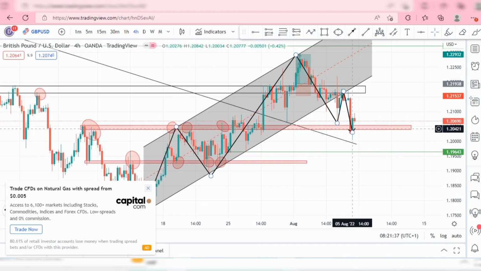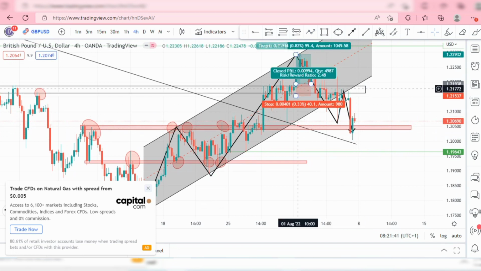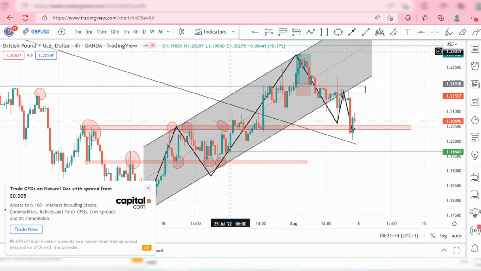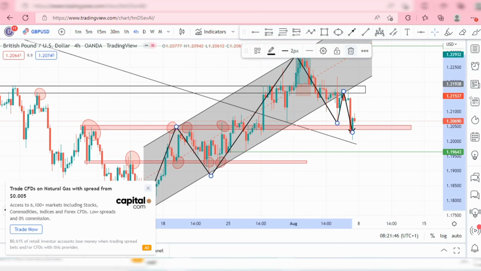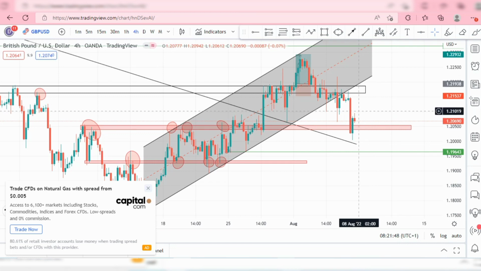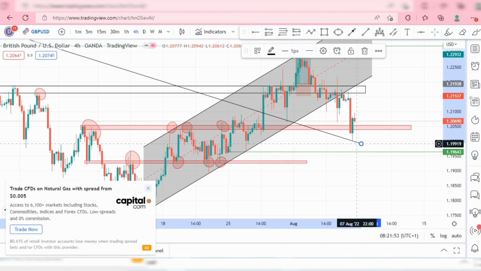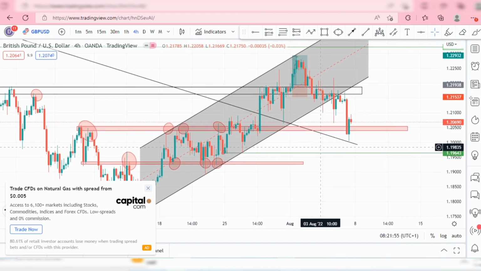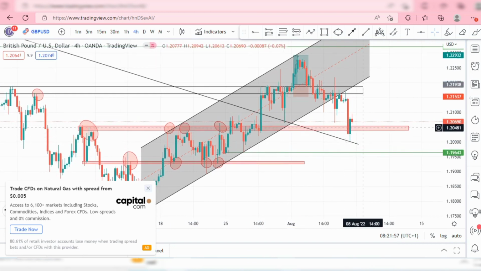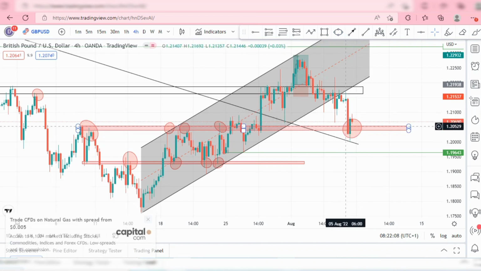So whether price continues to the downside or whether price rejects to the upside is what we'll be looking for this week on GBPUSD. All right, so what I would say basically is the area that is key for us is this 1.205 area here. Seeing how price reacts to this area will be the determining factor.